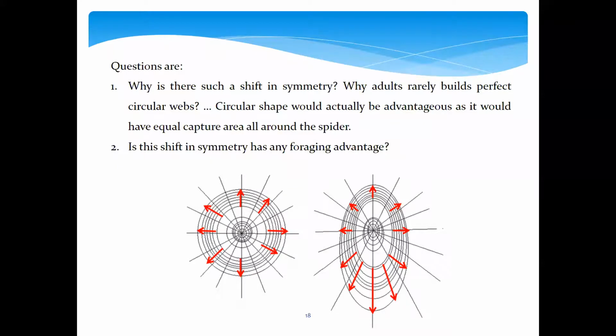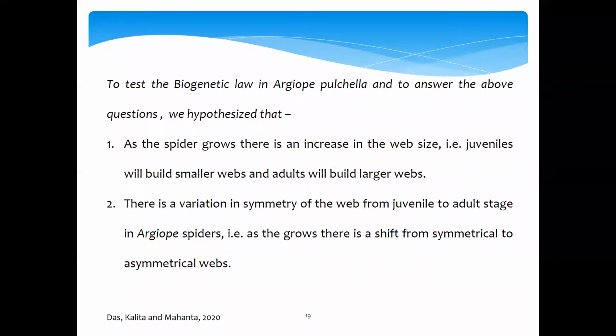Okay, now the question arises: why is there a shift in symmetry? Why do adults rarely build perfect circular webs? Now, if we consider the sticky spiral's function is to capture prey, a spider creates a large amount of sticky spiral all around it, so a circular shape would actually be advantageous for prey capture, right? But why is there a shift in the symmetry? Does the shift in symmetry have any foraging advantage? That is another question.